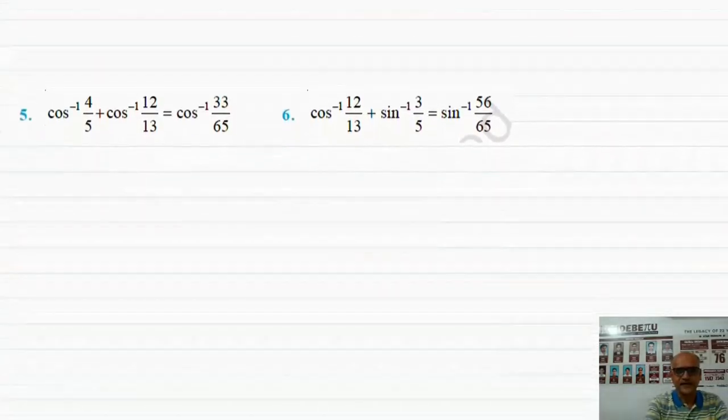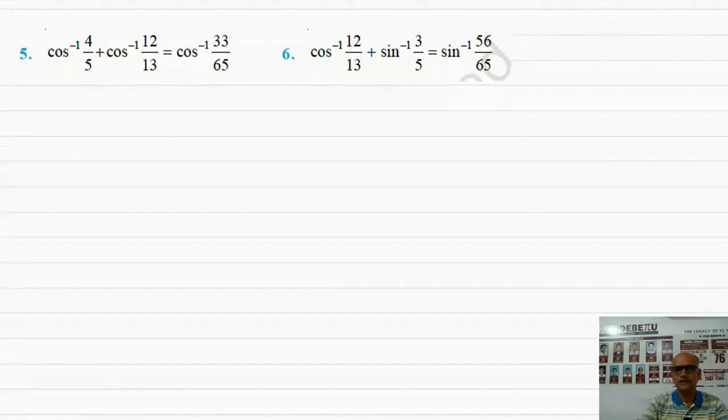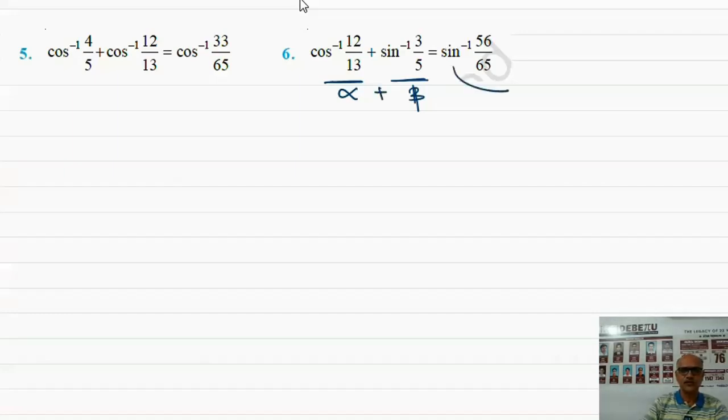So the sixth one I will take. You are required to prove that cos inverse 12 by 13, you take it as alpha, and sin inverse 3 by 5, you take it as beta. So LHS becomes alpha plus beta. Which trigonometric function or which formula should you apply? Very good, sin of alpha plus beta. Will you try? You can try along with me.